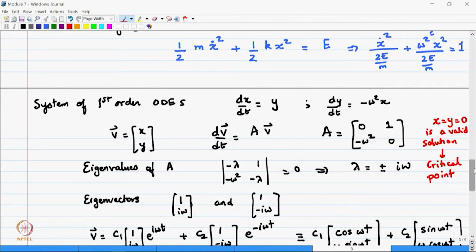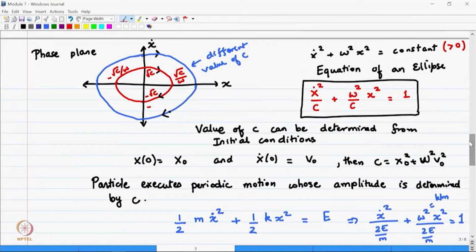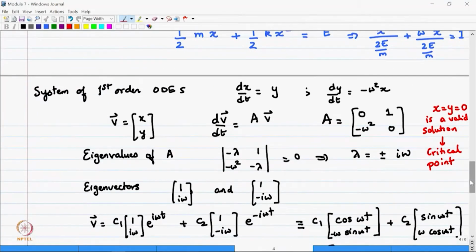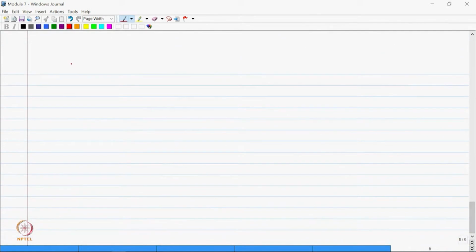Okay. So, it is a valid solution for some values of c. Depending on what this constant is, if this constant is 0, then x equal to y equal to 0 is a valid solution. That is called a critical point. In fact, this is called an equilibrium point, because once x equal to y equal to 0, there is no change in the solution. This is an important idea, that x equal to y equal to 0 is a critical point. Any point with x equal to y equal to 0 for such a system of equations is called a critical point, and in this case it is called an equilibrium critical point.